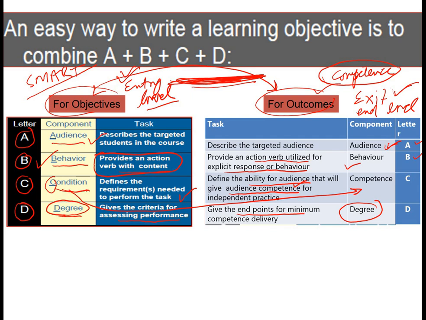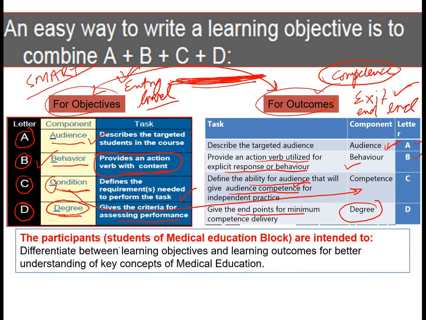Let me make it clear with an example. The participant, for example, in a PBL or any activity or workshop, or any students enrolled in a block. For example, if the curriculum is taught by a block system, there is a medical education block. So the participant means the students of the medical education block. This is the target audience. Let me take another color for better differentiation. Where is the audience? This is the audience, the participant, but participant is not clear. Here we have made it clear: the students of the medical education block. So your target audience is clear.